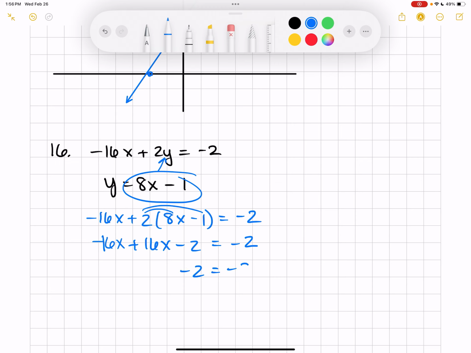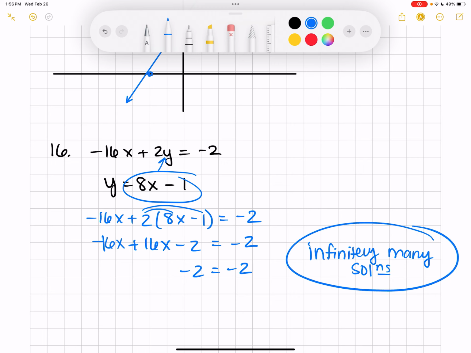What is that? That's true. That's always true, right? Always and forever true. So that means infinitely many solutions. And guess what? Then you're done with that problem. Infinitely many and no solution are going to be your favorite.